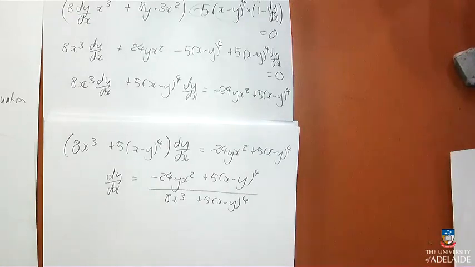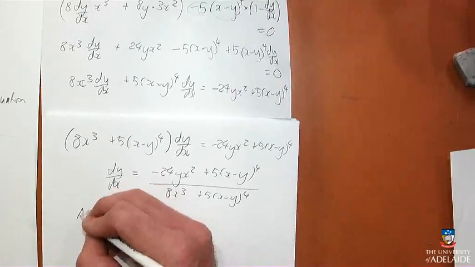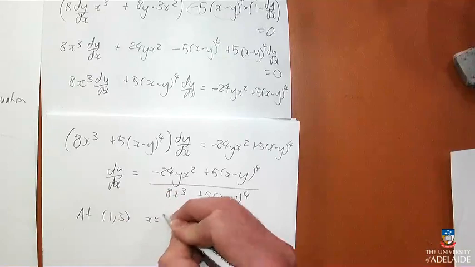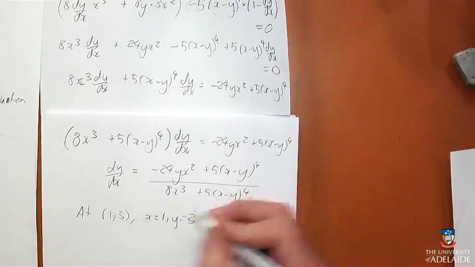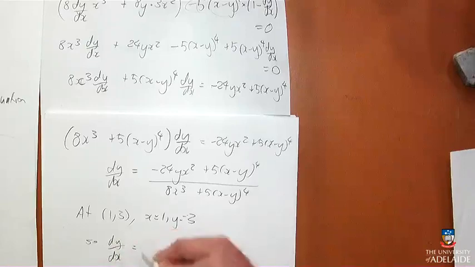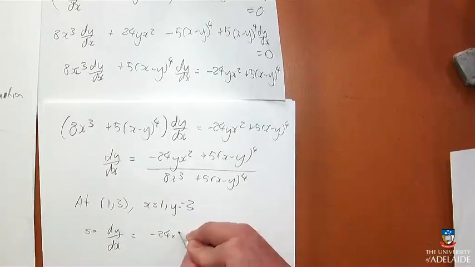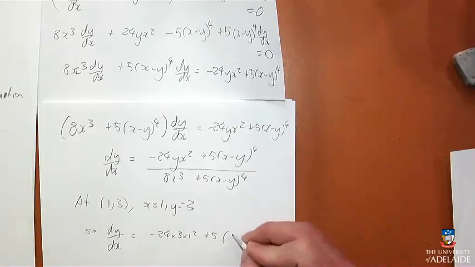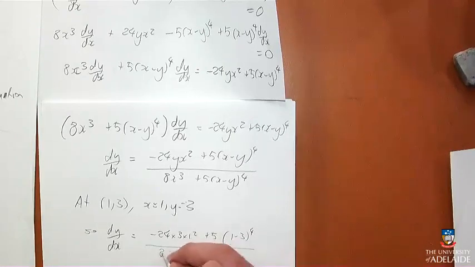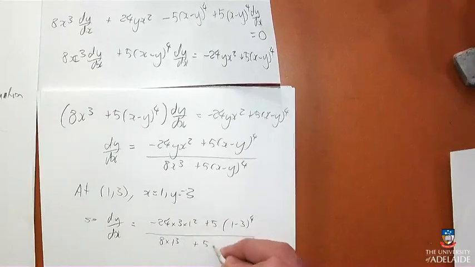Interestingly, the dy over dx you would normally expect to be a formula involving just x. And technically it is, because each of these y's is some sort of function involving x that I could sub an x into to figure out what it works out to. But I already know that at this point on the curve, the point (1, 3), I know what the y works out to. It works out to 3. So at the point (1, 3), x equals 1 and y equals 3. And so the dy over dx at that point comes out to minus 24 times 3 times 1 squared plus 5 times (1 minus 3) to the 4 over 8 times 1 cubed plus 5 times (1 minus 3) to the 4.